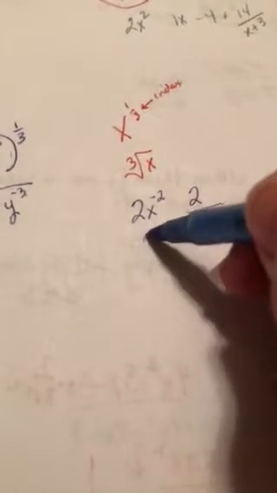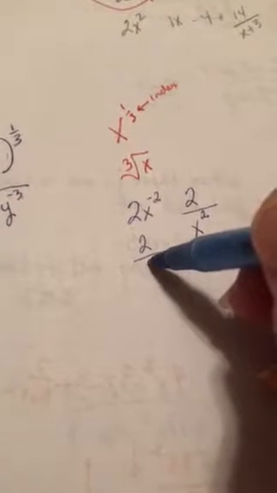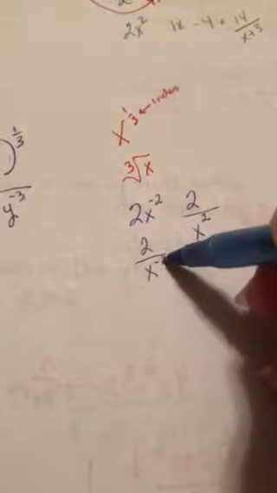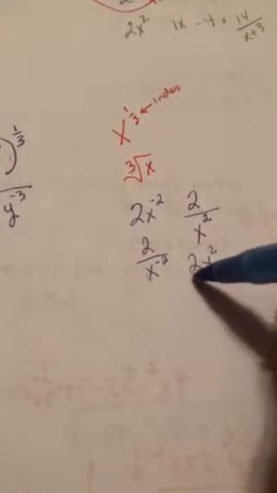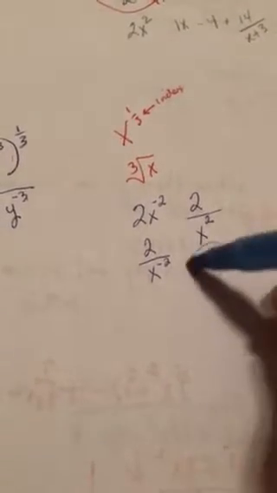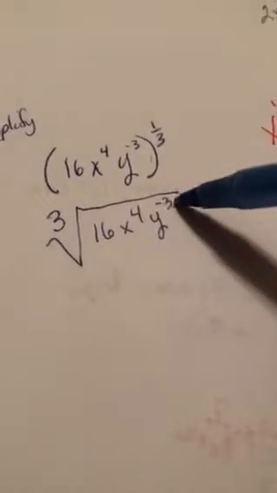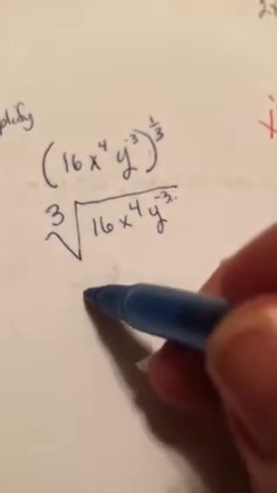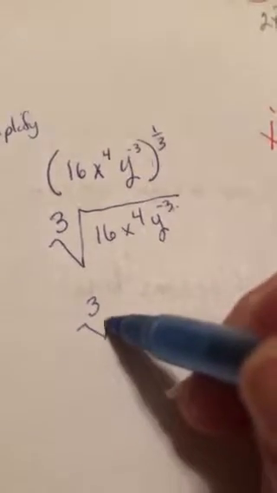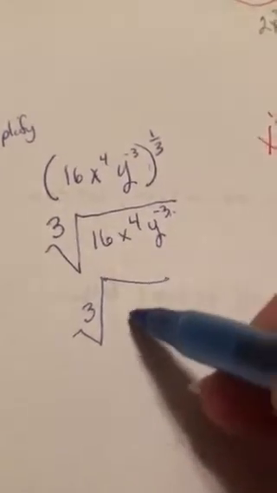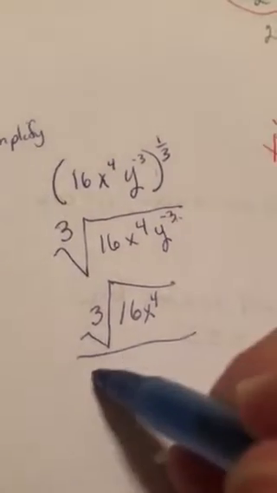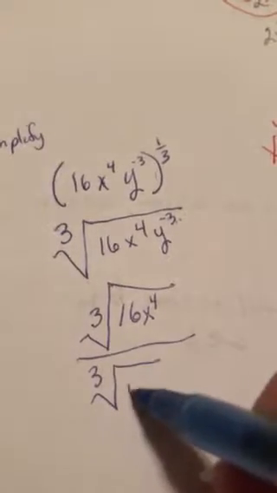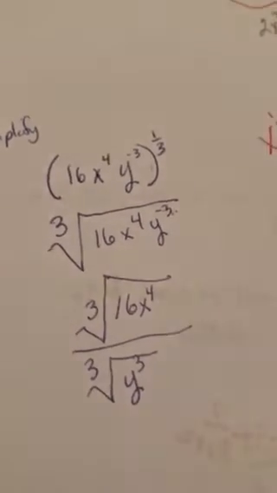And the same thing's true if I had 2 over x to the -2. If I just bring that whole thing up, I can call it 2x squared over 1, which would reduce to just 2x squared. So I wanted to let you know about that because we have a negative exponent here. And so what this really should be read as then is the cube root of 16x to the 4th over the cube root of y to the 3rd, like that.